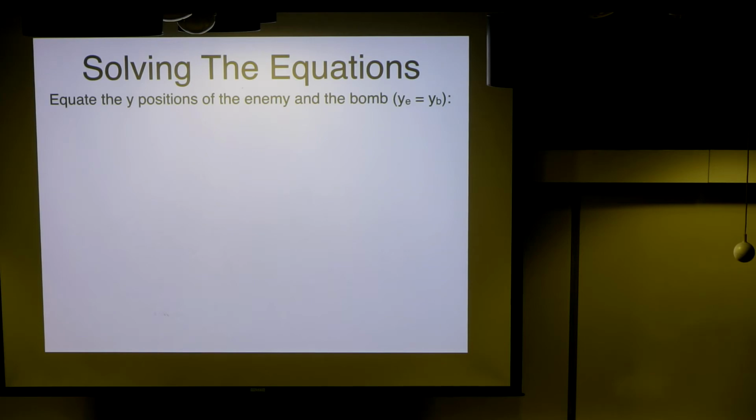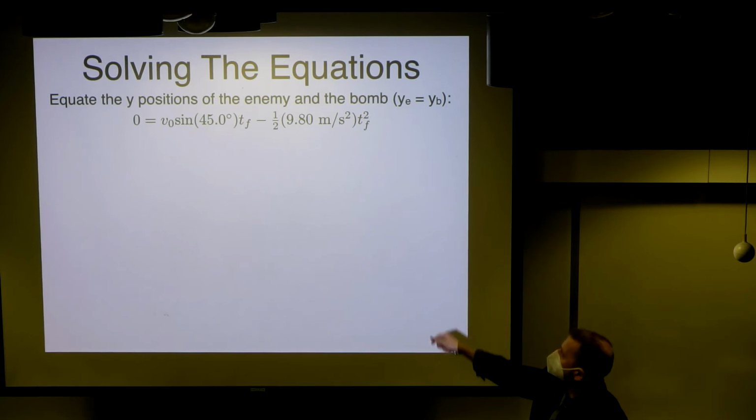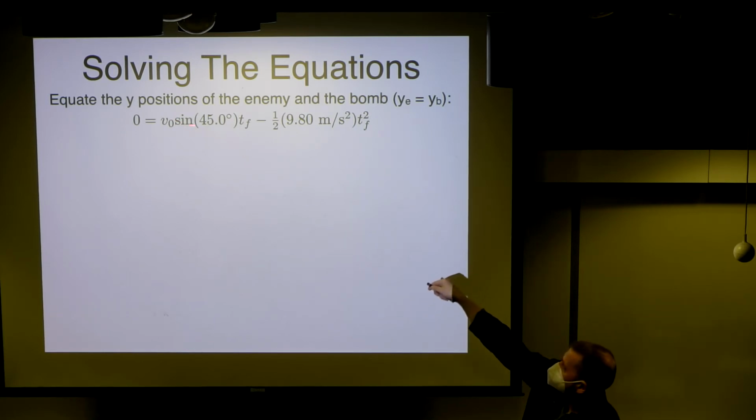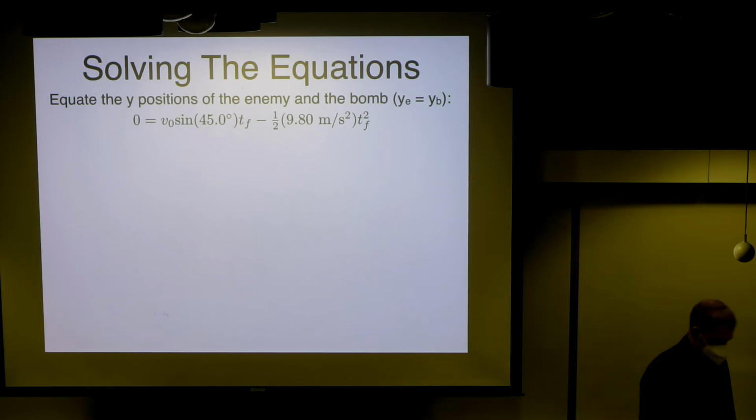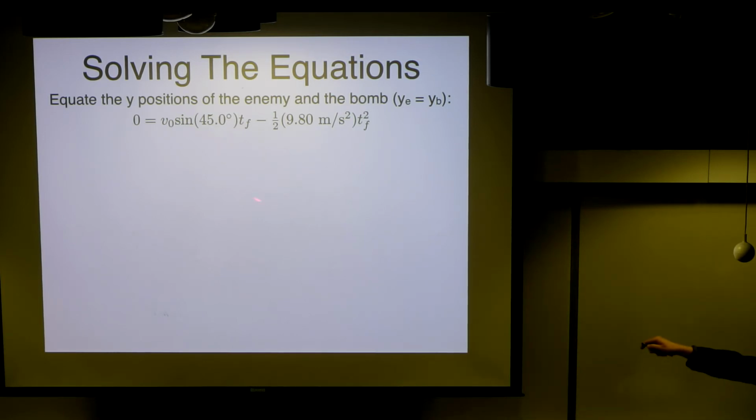So remember, I have the Y position for the enemy, I have the Y position for the bomb. They have to be equal. So let's equate them. The Y position for the enemy, we said was just 0. The Y position for the bomb was this expression. Okay? And notice, instead of calling it T, I'm going to just call it T final, because that's the moment the bomb lands in the car. Okay, so we have 0 equals V naught sine 45 degrees T final minus 9.8 T final squared.